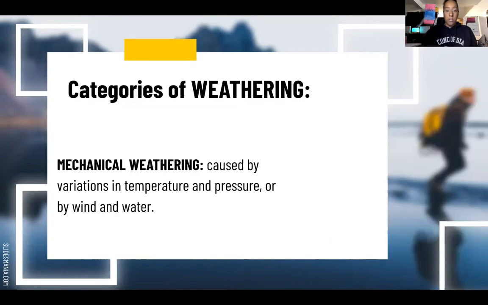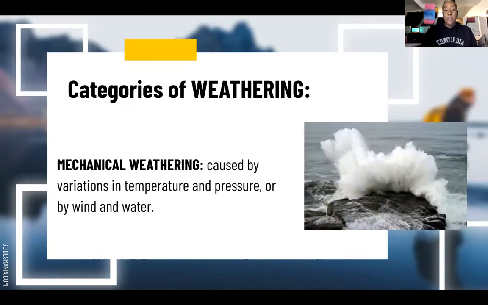So mechanical weathering is caused by the variations in temperature or pressure or wind and water. So if you think about the wind constantly moving the water and making it crash against the rocks, and the pressure on the rocks constantly over time, it's going to weather the rock. It's going to degrade it. It's going to break it down. It'll probably smoothen it because there will be friction repeatedly.